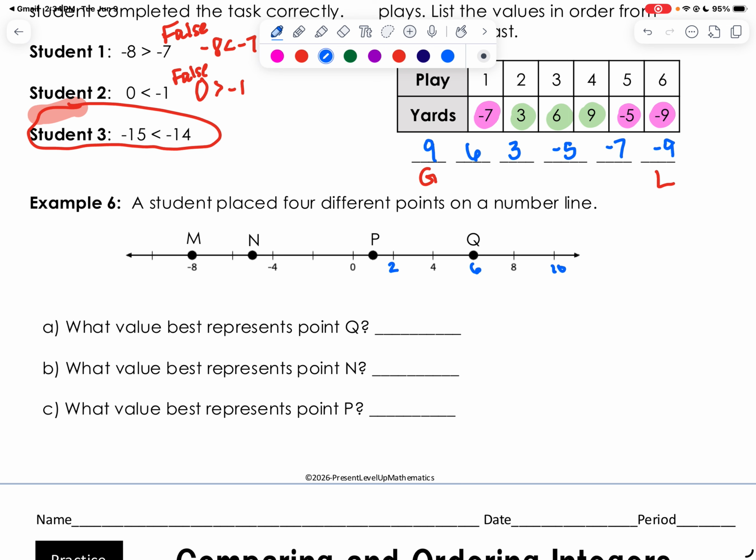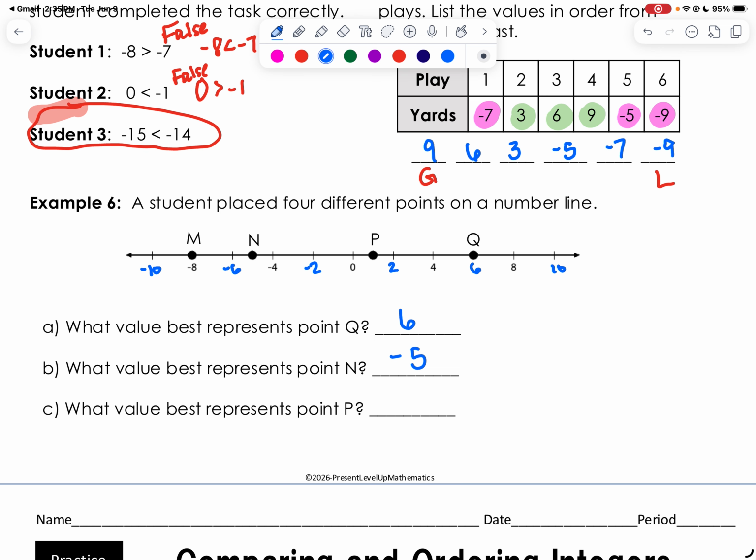This would have to be 10. And then I'd go the opposite way, 0, negative 2, negative 4, negative 6, negative 8, negative 10. So negative 10 is our smallest integer on the number line, and positive 10 is our largest integer. So point Q would have to be positive 6. All right, what value best represents point N? So point N is in between negative 4 and negative 6. So that would have to be negative 5.